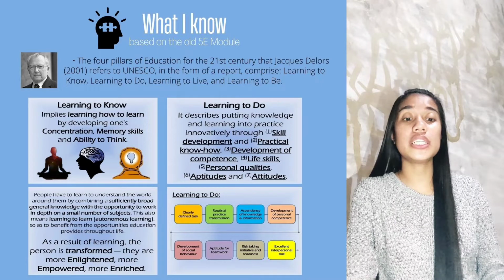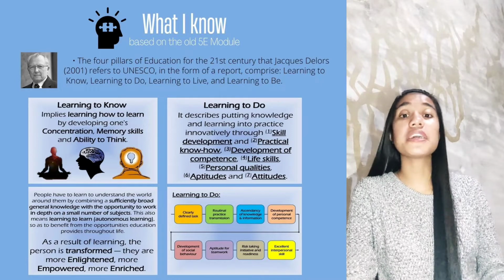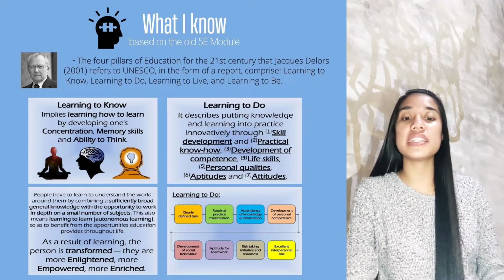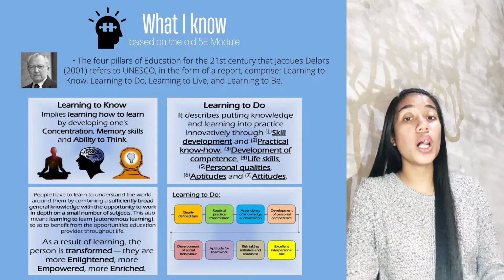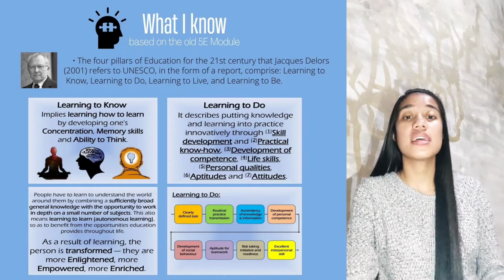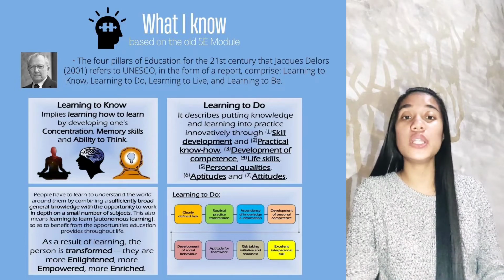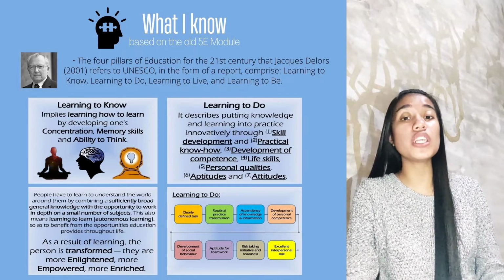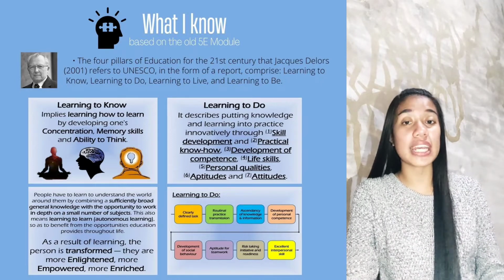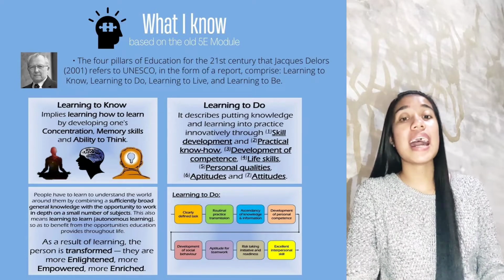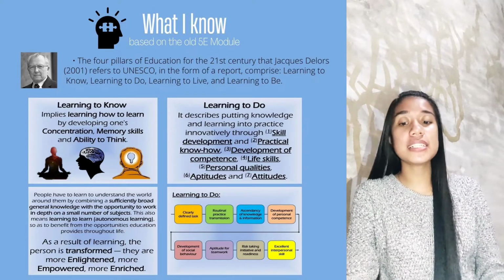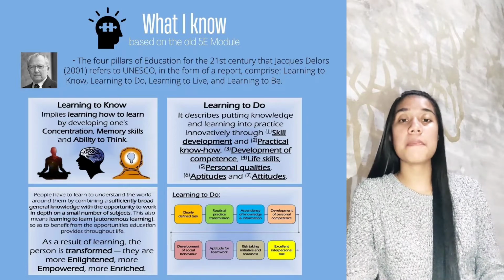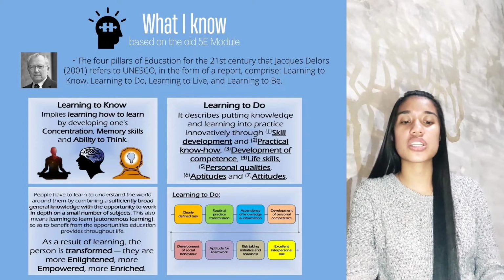People have to learn to understand the world around them by combining a sufficiently broad general knowledge with the opportunity to work in depth on a small number of subjects. This also means learning to learn or autonomous learning so as to benefit from the opportunities education provides throughout life. As a result of learning, the person is transformed. They are more enlightened, more empowered, and more enriched.